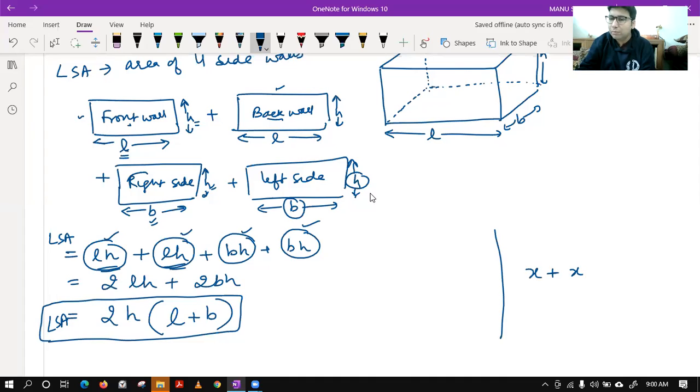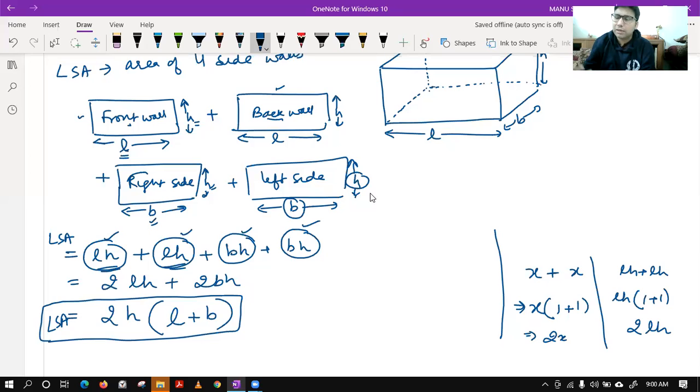If you have two variables like this, x plus x, what we do is we take the x common, we are left with 1 plus 1, it becomes 2x. Similarly, if you have LH plus LH and you take LH common, 1 plus 1 will be left inside, it becomes 2LH. So this thing is clear to us in our mind, so we don't go for the expanded way. We just write this as it is, 2LH. And similarly, this BH plus BH becomes 2BH.